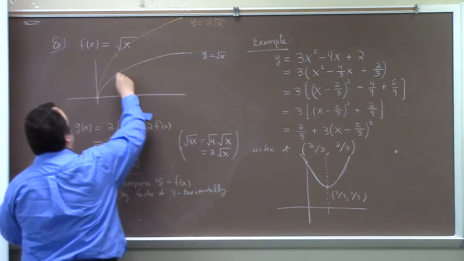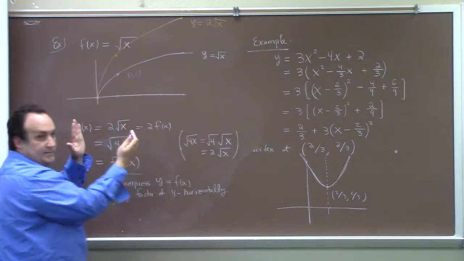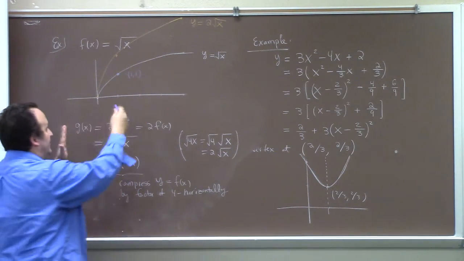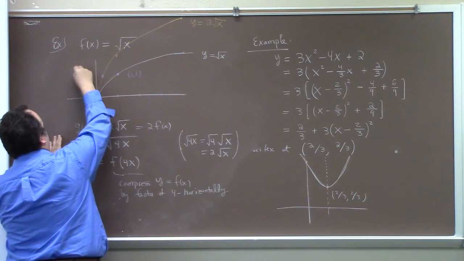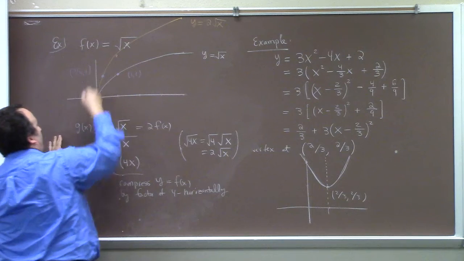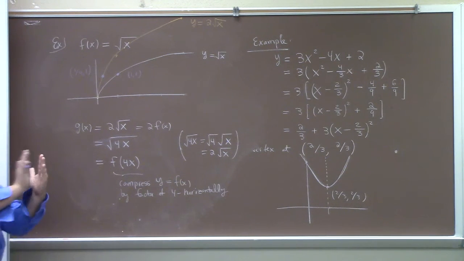So like this point, 1, 1, in the compressed graph, it goes over to here, that point, which is 1/4, 1. So you only divide the x. Right. Yeah, it smushes the graph that way.